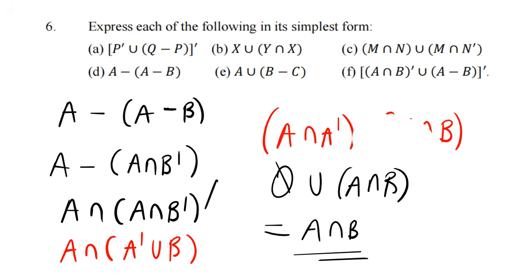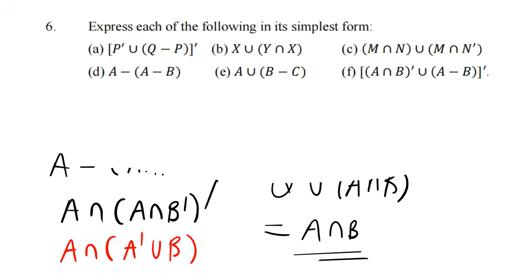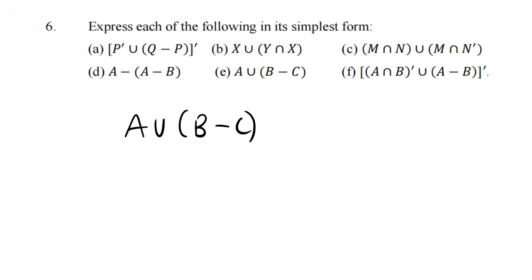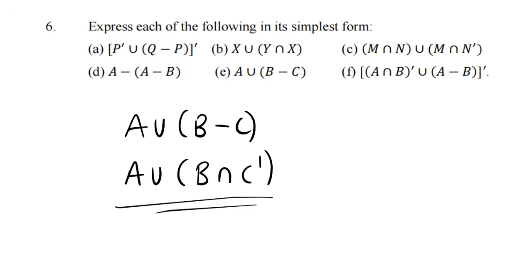You can try the other ones, but if you look at A union B minus C, it's not different from what we are solving. So it will be A union B minus C complement. For this one, you cannot simplify it further because all of them are different letters. So you can even leave it here, it's still fine.